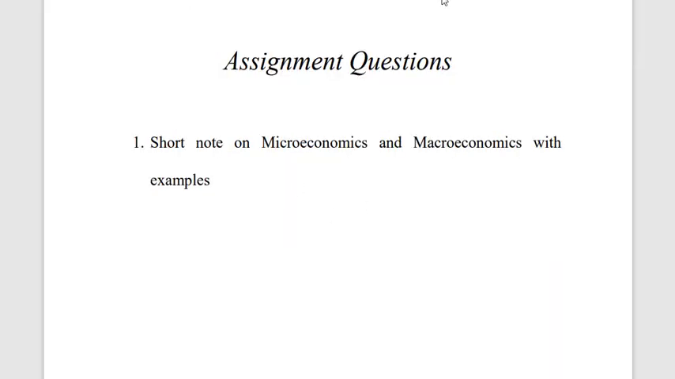For the assignment question, you have to write a short note on micro and macroeconomics with examples, as I have given in this lecture. What is micro, what is macro, what are examples of micro and macro, and the interconnection between microeconomics and macroeconomics. You have to write it in your book or on a page and upload it in the RNWIET application as your assignment.